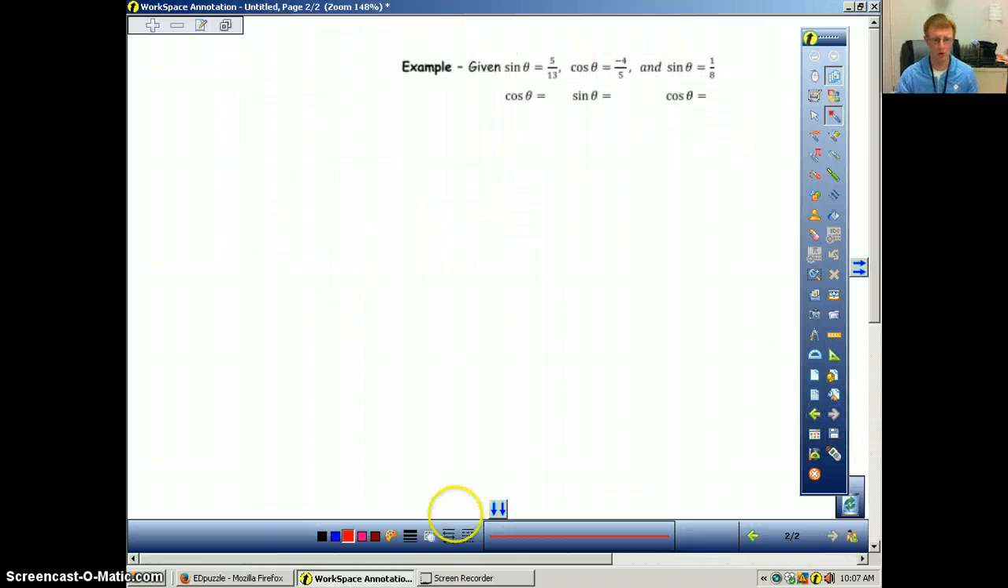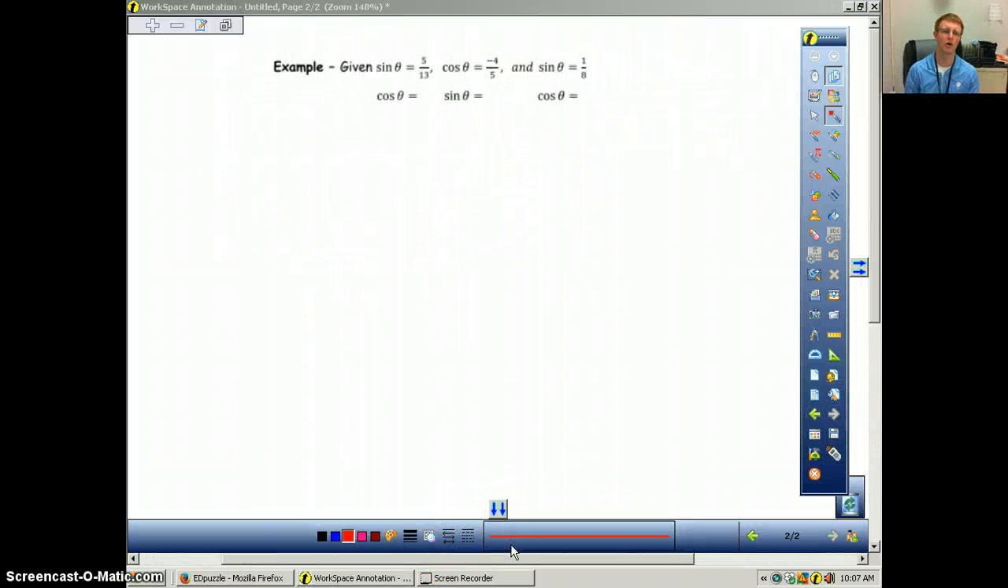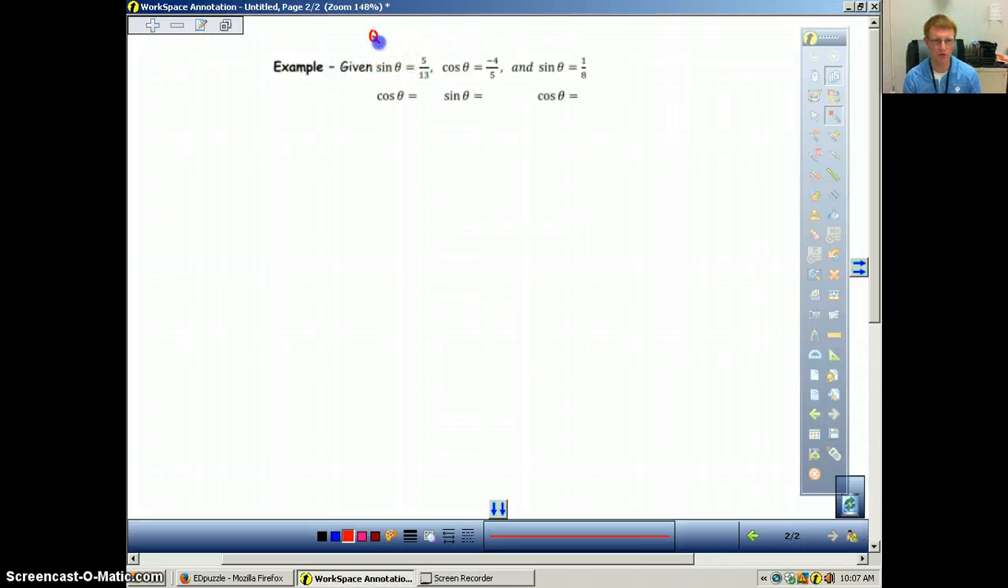Okay, let's flip the paper over. I know this video is probably a little bit longer than what you're used to for this class, but let's get through at least the first two of these. So it says given sine of theta equals 5 over 13 and cosine of theta equals negative 4 over 5, we want to find what the cosine of theta is. Well, the first thing is you're actually needing to give more information here. We need to know that this first one is going to be quadrant 1, and the second one is going to be quadrant 2. So that's going to be important, and I'll explain why.